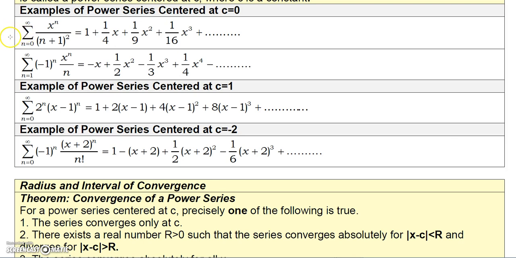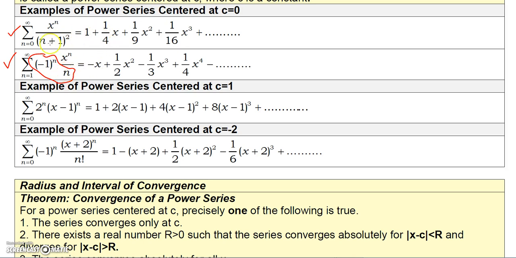Here's a couple of power series centered around 0. So if you'll notice, this one goes from 0 to infinity, and then you have x to the n, and actually the a sub n part is 1 over n plus 1 quantity squared. So that's the a sub n, 1 over n plus 1 quantity squared. Now here you have x to the n, and the actual series that goes with it is negative 1 to the n over n. So that would be the a sub n.